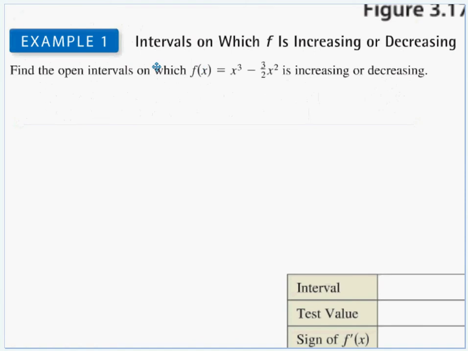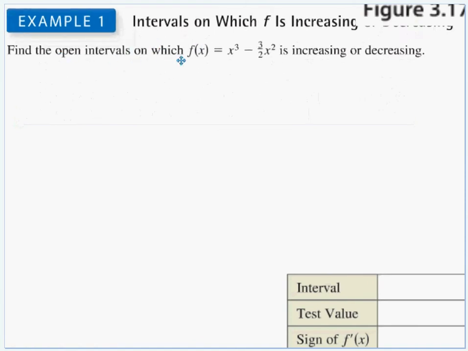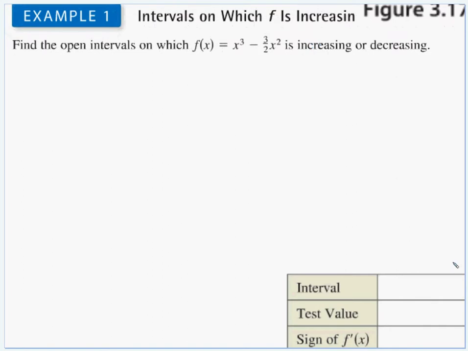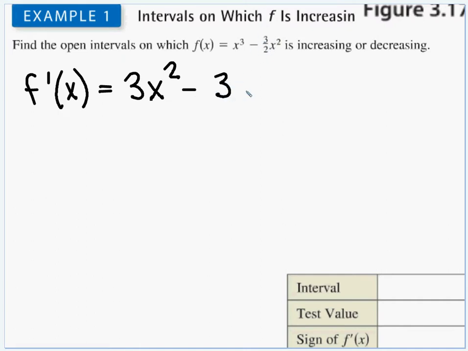All right, we get to do an example. Find the open intervals on which this function is increasing or decreasing. Okay, step one, we need to find our critical numbers, and we're going to do that by taking our derivative, f prime, and figuring out where it's equal to 0 or non-existent. So that looks like it's going to be 3x squared minus 6 over 2, or 3x to the first. And we're going to set that derivative equal to 0.